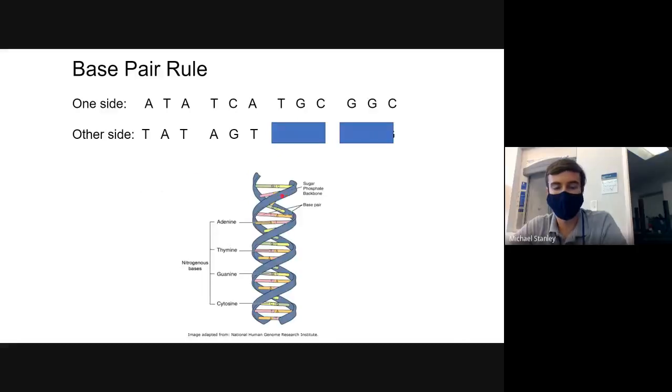So yeah, I don't know if you guys heard him, but Kevin, who's in class here with me, just mentioned it. TGC is going to be ACG. So if there's a T on one side, we got an A on the other side. If there's a G on one side, there has to be a C on the other side. And if there's a C on one side, there has to be a G on the other.